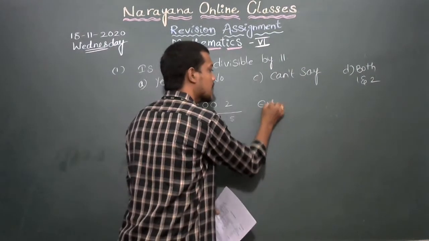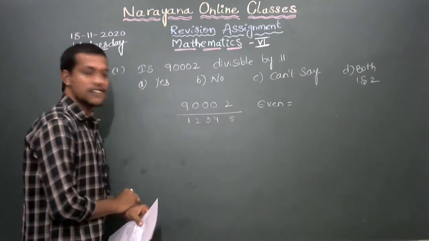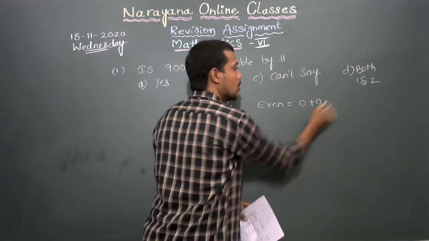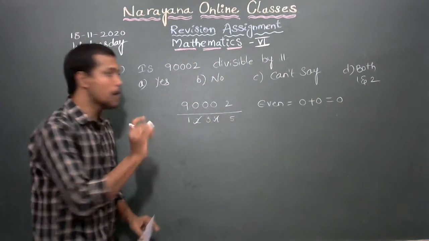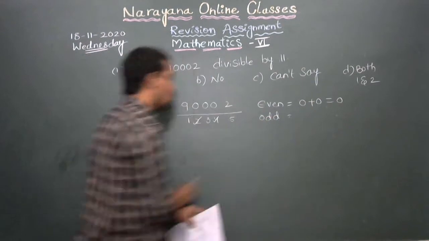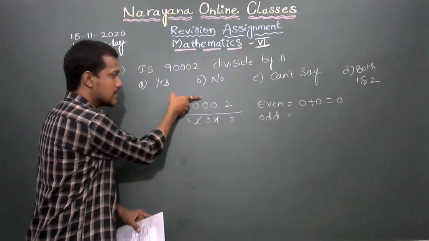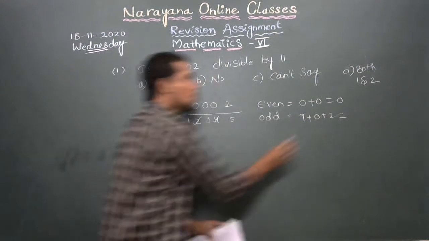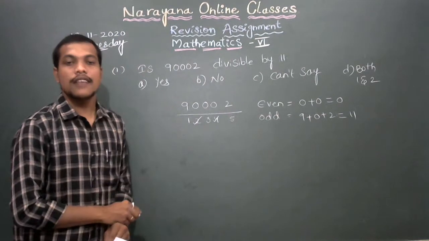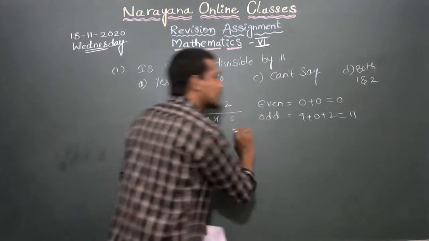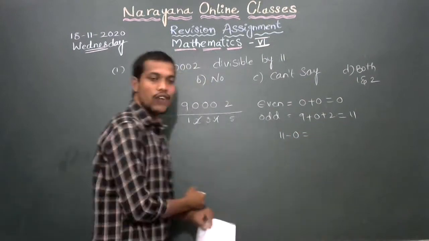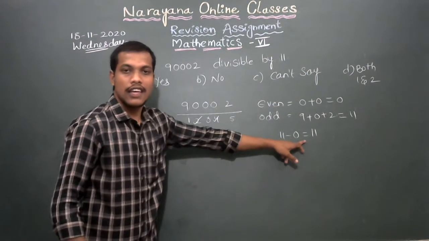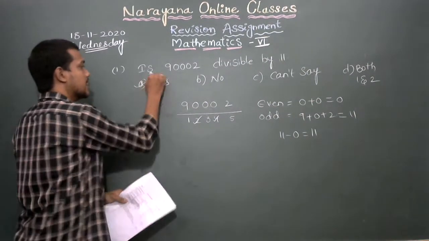First I am taking the even places. What are the even places here? 2 and 4 are the even places. Both are zeros. 0 plus 0 is equal to 0. Now the odd places: 9, 0, 2. 9 plus 0 plus 2 is equal to 11. Now subtract the highest value minus the least value. That means 11 minus 0, which is equal to 11. So 9002 is divisible by 11. Yes, it is divisible by 11.